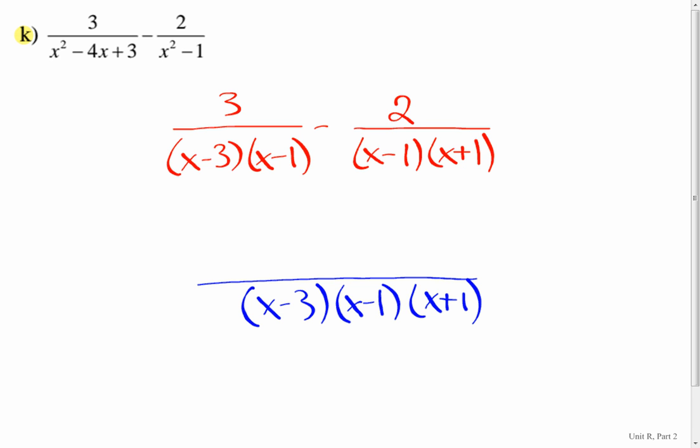So then over here, what are we missing? We're missing on the first rational expression. And on the second one, we're missing the x minus 3.